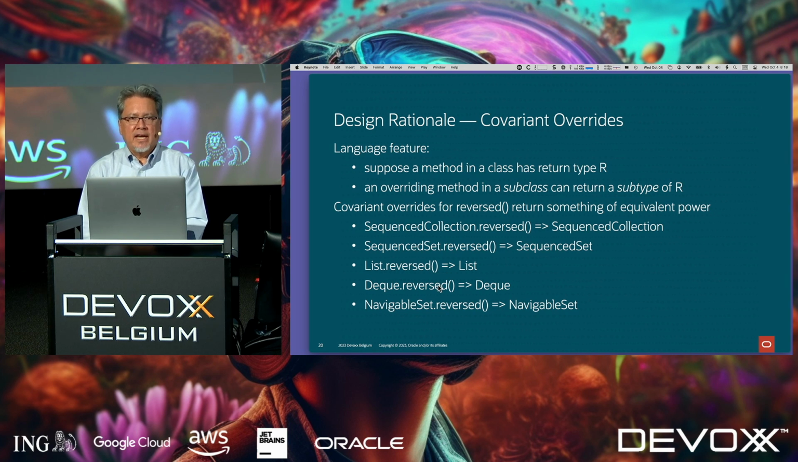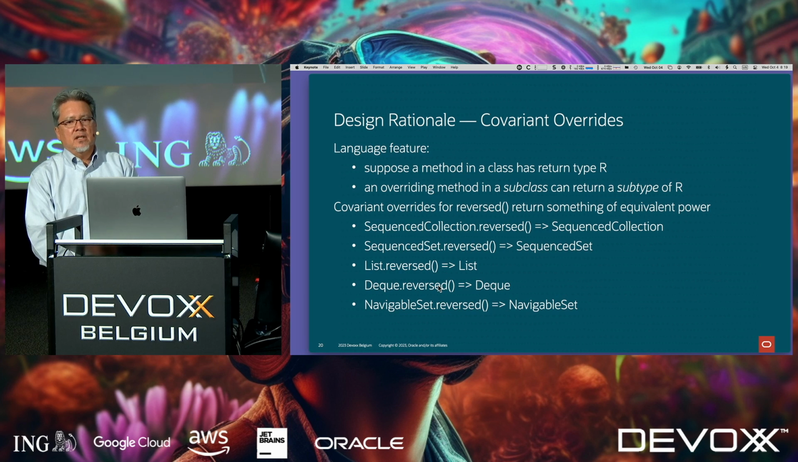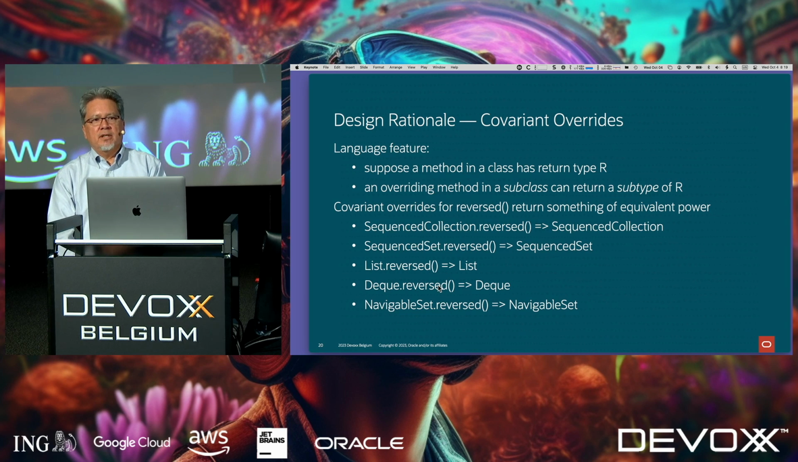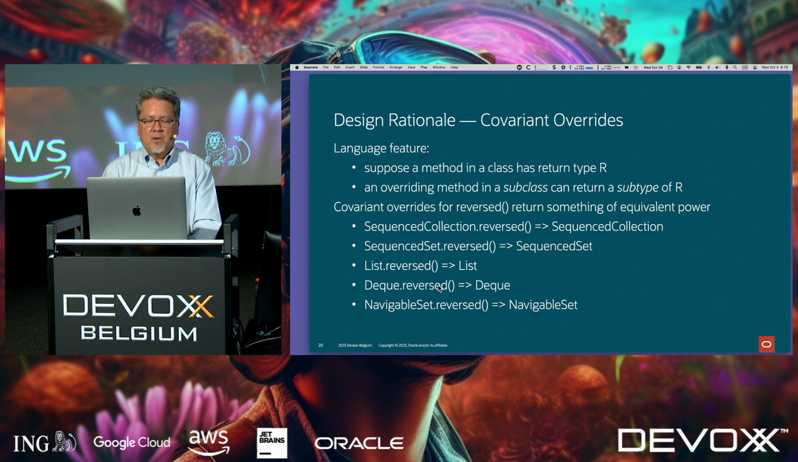I think this is really nice because if you have a list and you get the reversed view of it, you still have a list. And so you can operate on it exactly the same way as you could the original list, for the most part. And I think that's really powerful.